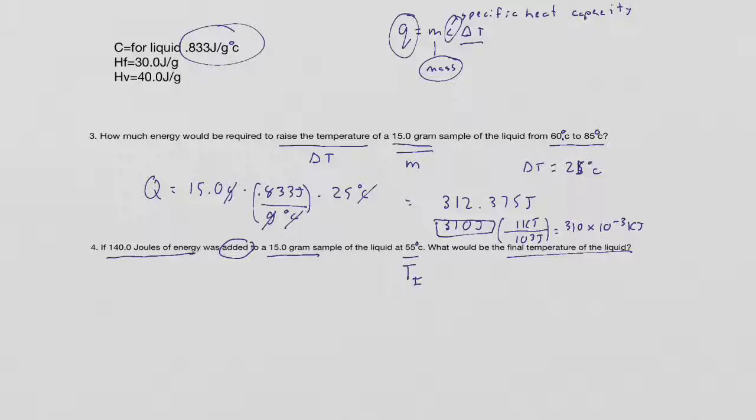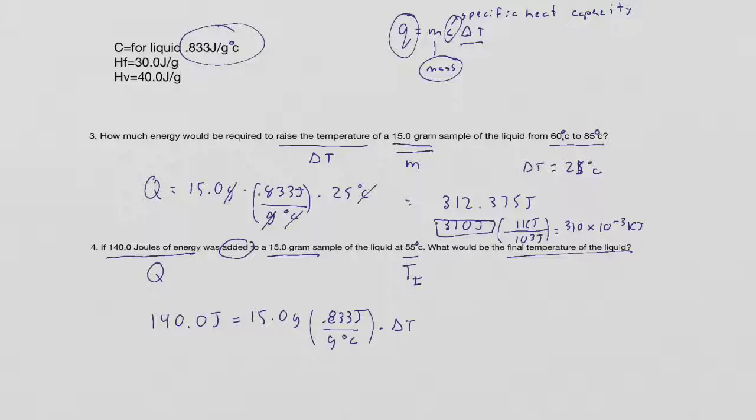So here, I'm going to plug the numbers into the spot. So 140 joules, that's our Q. So you have 140.0 joules equals M, 15.0 grams, times C, 0.833 joules per gram degrees Celsius, times delta T. And you can think of delta T as being X. This is the thing we're solving for.